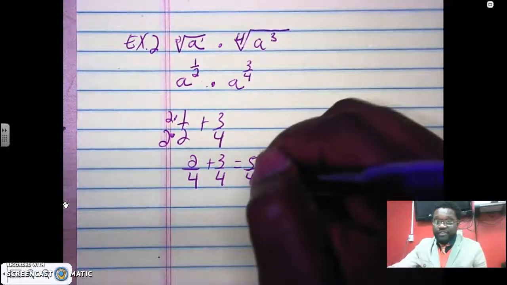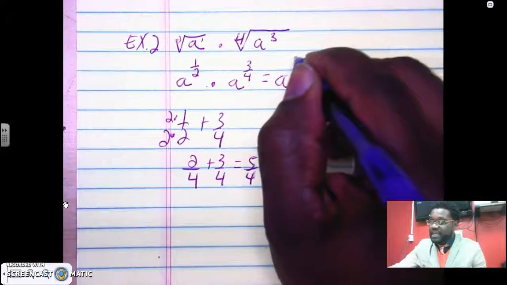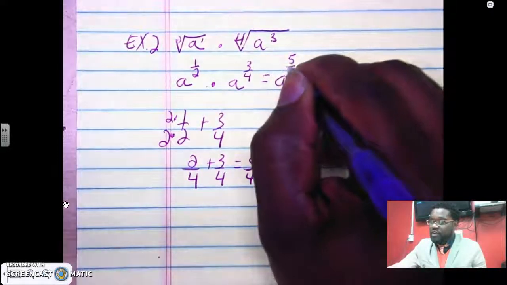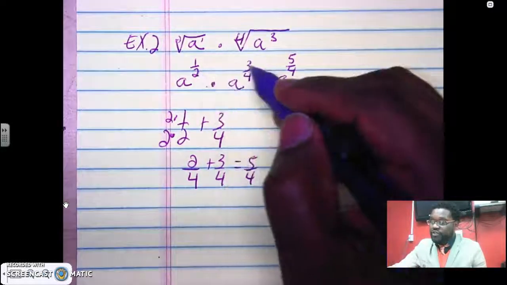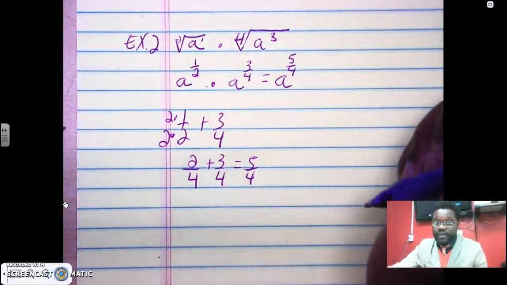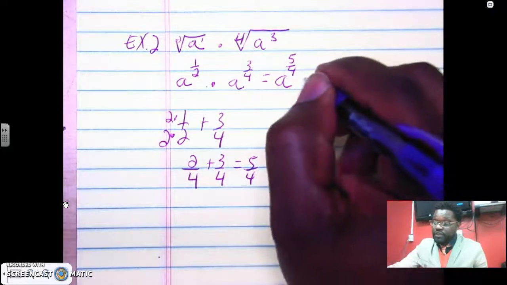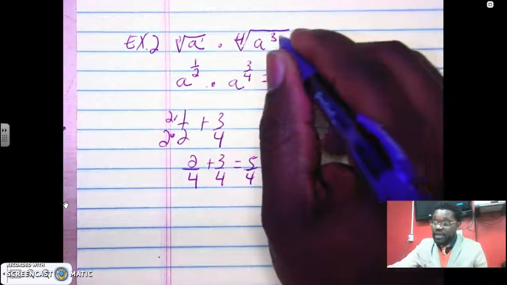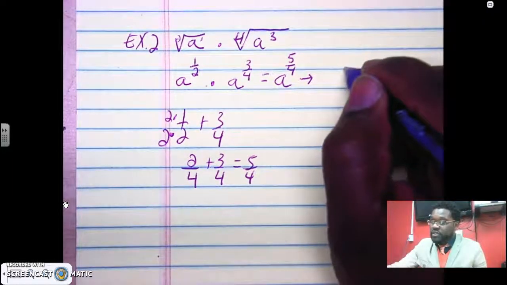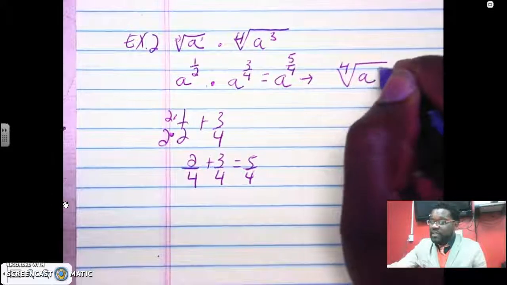So what is that? Is 5 over 4 my answer? No. That means a is now a to the 5/4 power. Whenever you add those two after getting common denominators, you get 5 over 4. Now once you get 5/4, what you have to do is remember how to write that in radical form. And so this now becomes the 4th root of a to the 5th power.